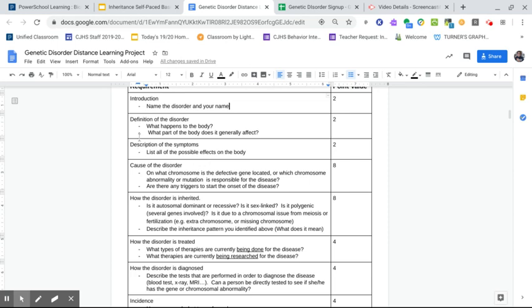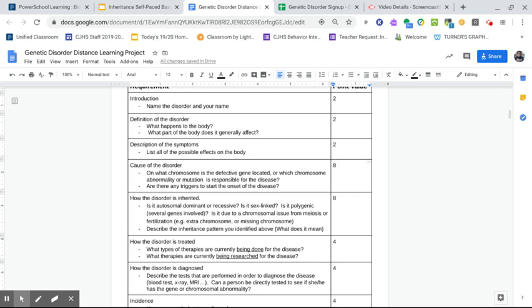And so this is kind of a little overview of it. These points right here, you notice, are 8 points each. These are the most important sections that I'll be looking at. The first one is the cause of the disorder. I want you to identify on what chromosome the defective gene is located.